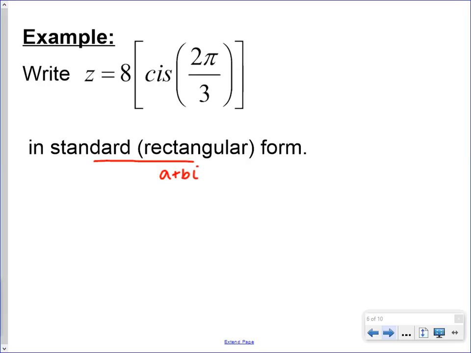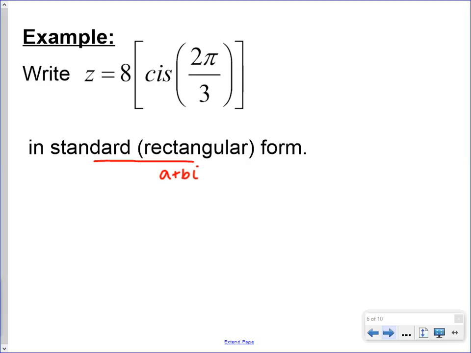Anybody have an idea to share about what we may do? Where could we start? Ethan. Use the unit circle to find where it is and find an angle so that we can just start figuring out what the side lengths are going to be. Okay. And then what are you going to do with the side lengths when you have them?